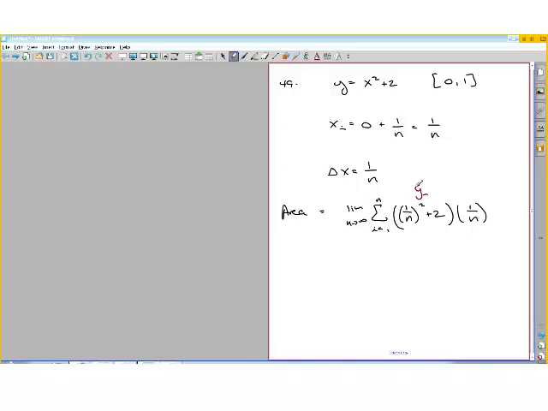So again, this is basically y sub i. This is delta x, which stays the same. Delta x is 1 over n. This is y sub i. We're plugging in x into the equation.